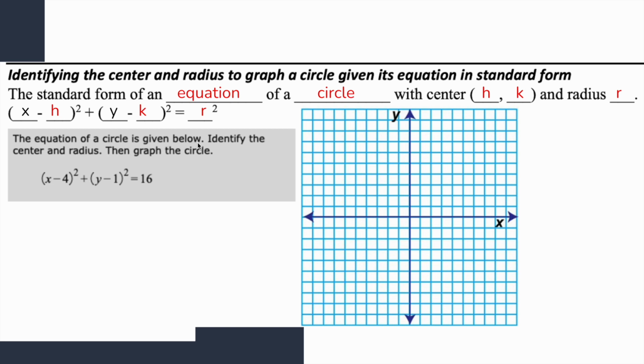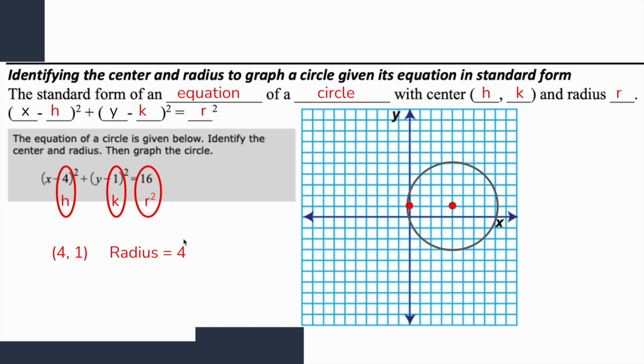So the equation of the circle is given below. Identify the center and the radius. If I look at this, here's my h, here's my k, and this is my radius squared. So I do need to take the square root of this so that I can actually graph it. The radius is 4 because the square root of 16 is 4. So I'm going to graph the center. I went over 4, and I went up 1, and I graphed that.